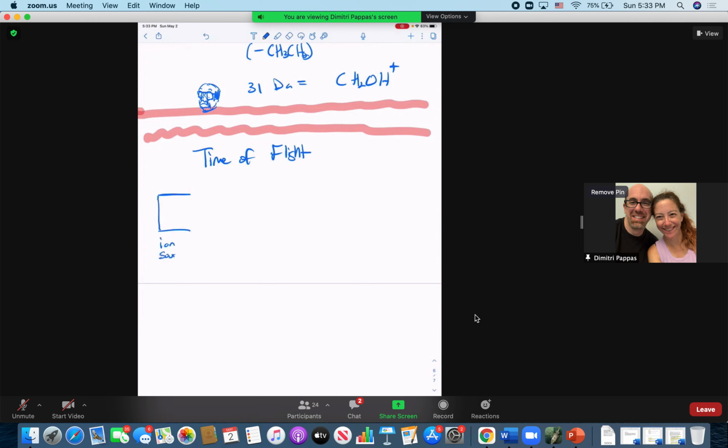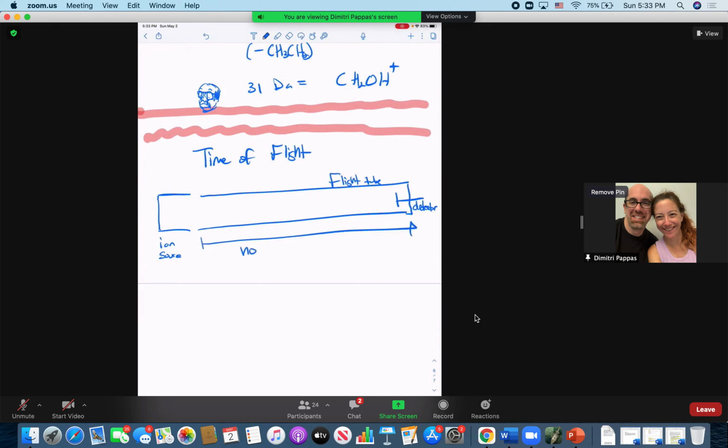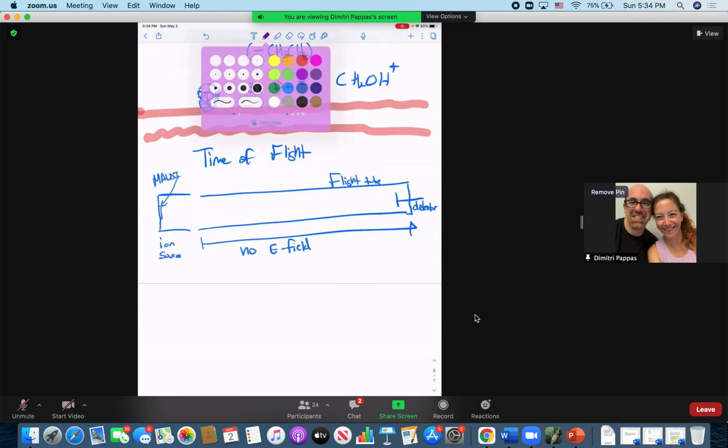There's the ion source, and then there's the flight tube and the detector at the end. And this flight tube has no electric field. So what happens is we've got our MALDI spot, and a UV laser fires onto it. When that happens, of course, you start to eject ions into the gas phase. The laser fires and you create a cloud of ions.